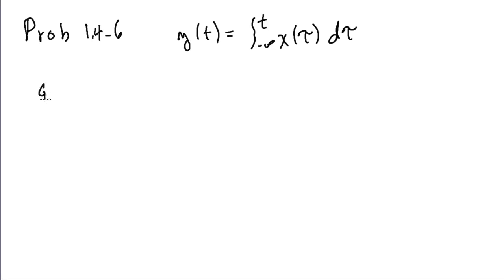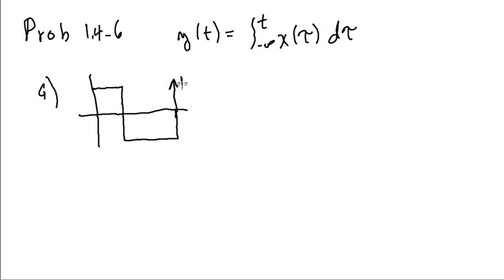So in part A, we're given a graph of x of t. It's 1 out to t equal to 1, and it switches to minus 1, and then it's minus 1 out to t equal to 3, and then there's actually an impulse located at t equal to 3, and the impulse has a weight of 1. So 1, minus 1 here, 0, 1, and 3. Okay.